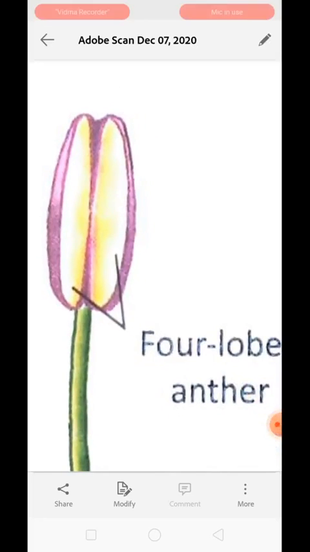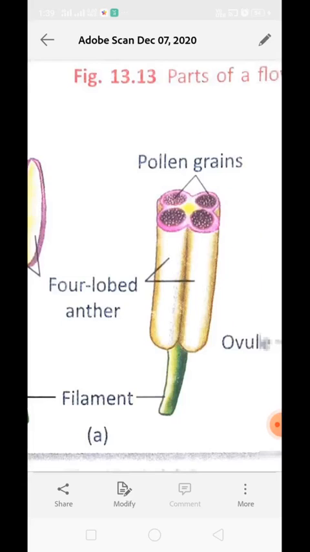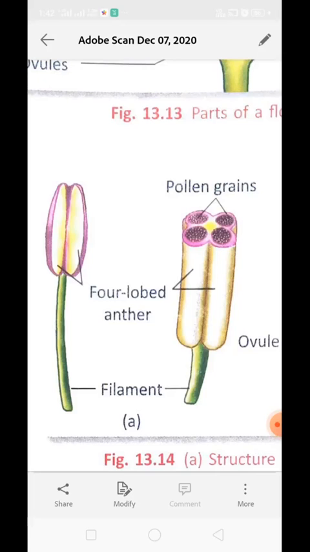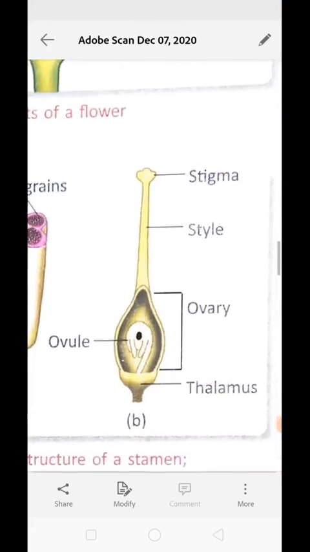When the male gametes mature, what happens? The anther bursts open and lets the pollen grains out into the air. Understood? The pollen grains float in the air and move from one place to another. Now the next part is the pistil.